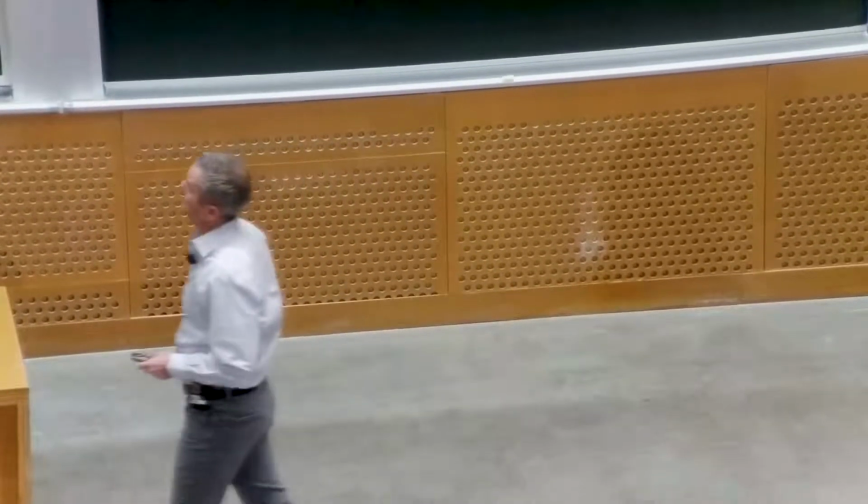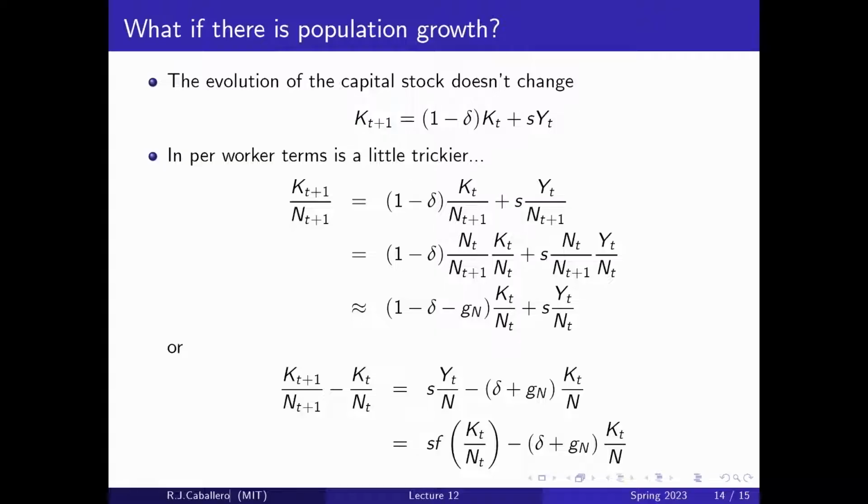So assume now that population, rather than being constant, grows at the rate gn, which could be positive or negative. I'm going to do the example for a positive population growth. So no equation changes, in the sense that it's still true that investment is equal to saving. It's still true that output is equal to output per worker times n, and output is equal to f of k and n, and so on and so forth.